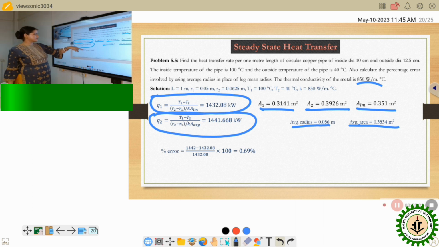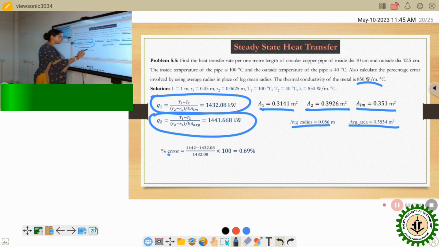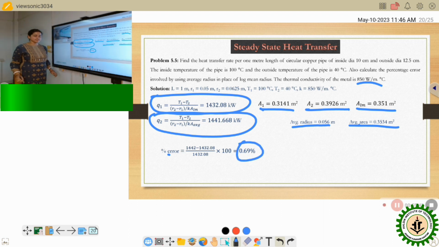See, there is a difference in the result and the percentage error is given. So percentage error will be calculated with respect to the log mean area. For this I have just rounded it off. So 1442 minus 1432.08, into 100, divided by 1432.08. So the percentage error is coming as 0.69%. So that is quite substantial for practical purposes.